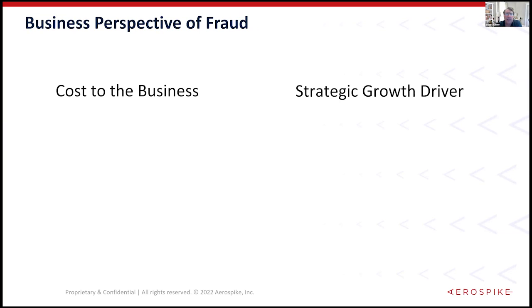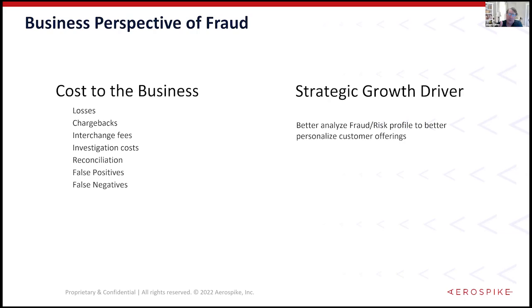Real quickly, fraud has a lot of cost to a business. So George, if you can just go down on these things, keep going. So there's losses, there's chargebacks, which is when something's returned, the merchant has to return things. There's interchange fees, that's the 3% that gets paid to the MasterCard, Visas, Discover cards. Investigation costs, reconciliation, false positives, false negatives. A false positive, for everyone who may not know, is when your credit card is declined and it shouldn't have been, and you go ahead and pull out someone else's credit card. It's a very bad thing for the bank. So there's a lot of costs to the business.